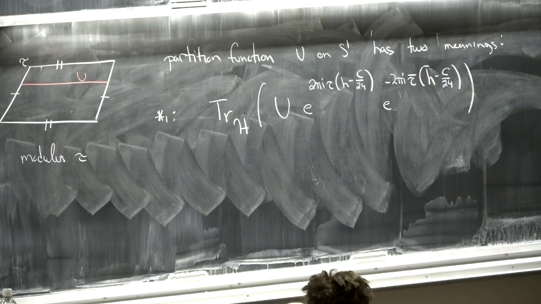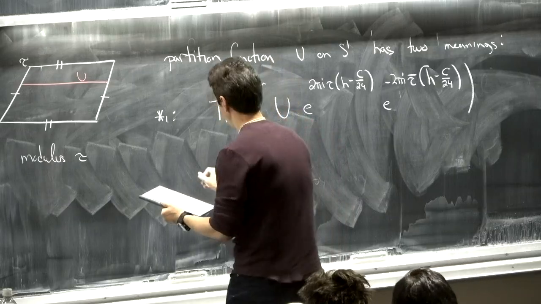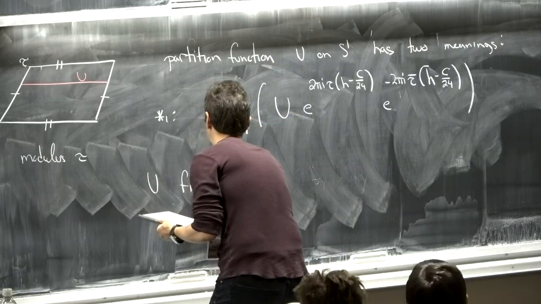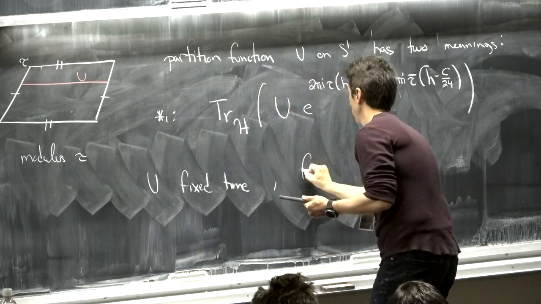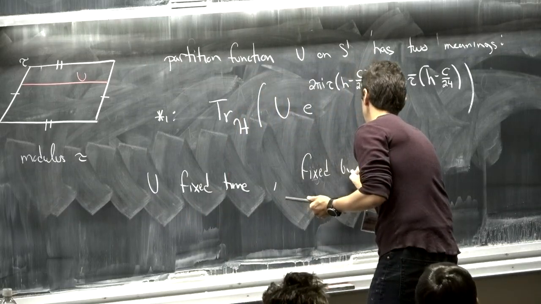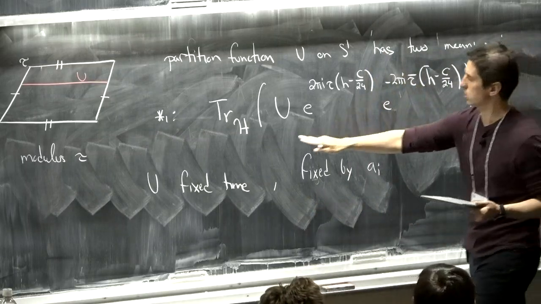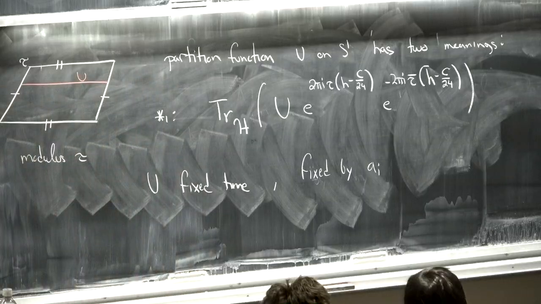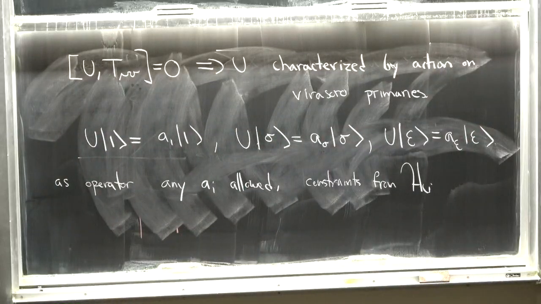So that's an interesting function of tau and tau bar. It can be worked out explicitly. Notice that u is acting at a fixed time in this interpretation, and it's fixed by the AIs. Because the states in this Hilbert space include these and their Virasoro descendants. So if I want to write an explicit formula, it will be some function of tau and these AIs.